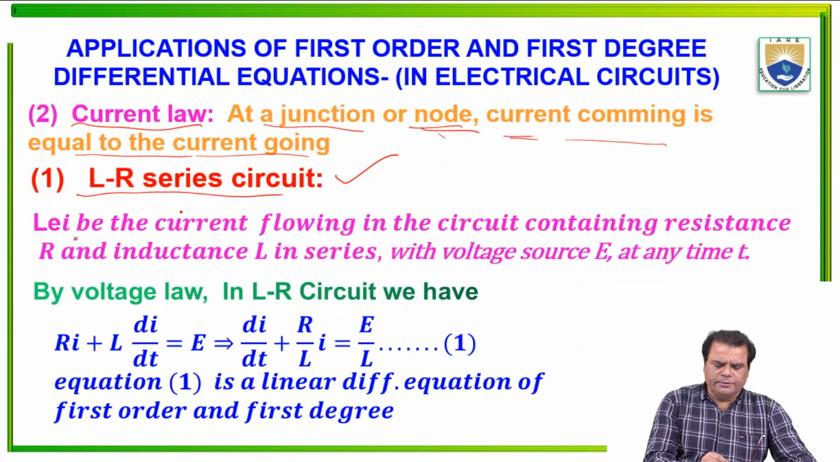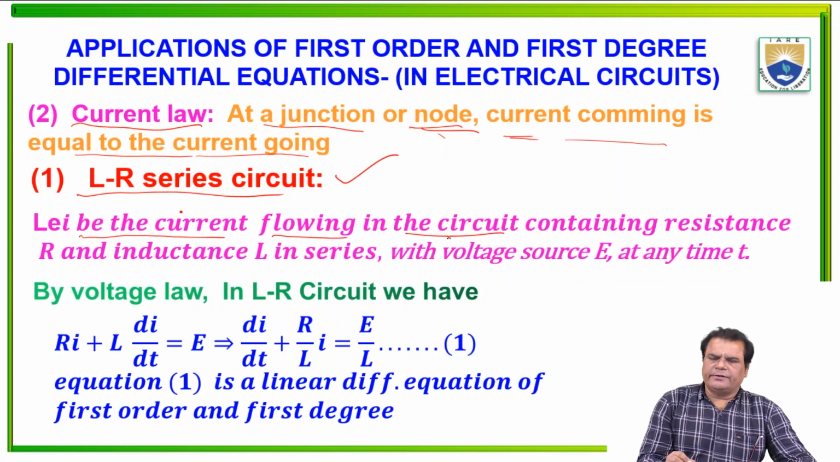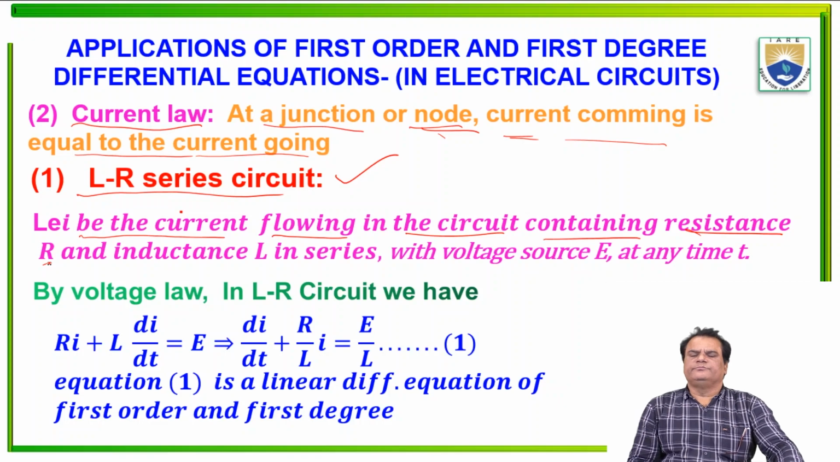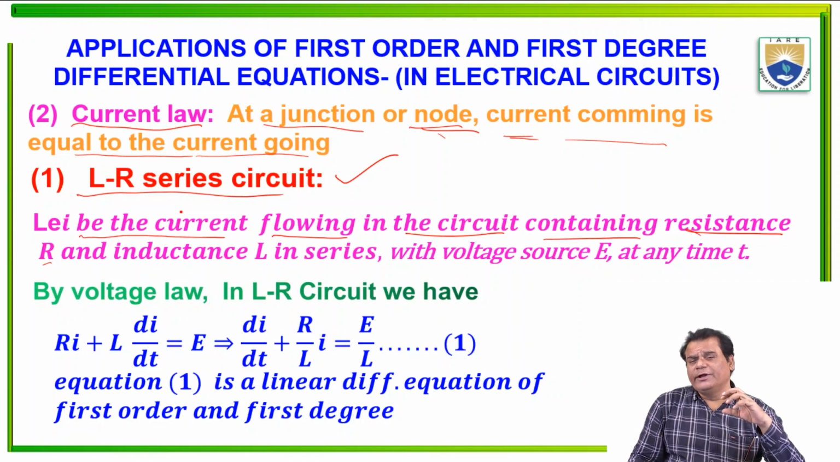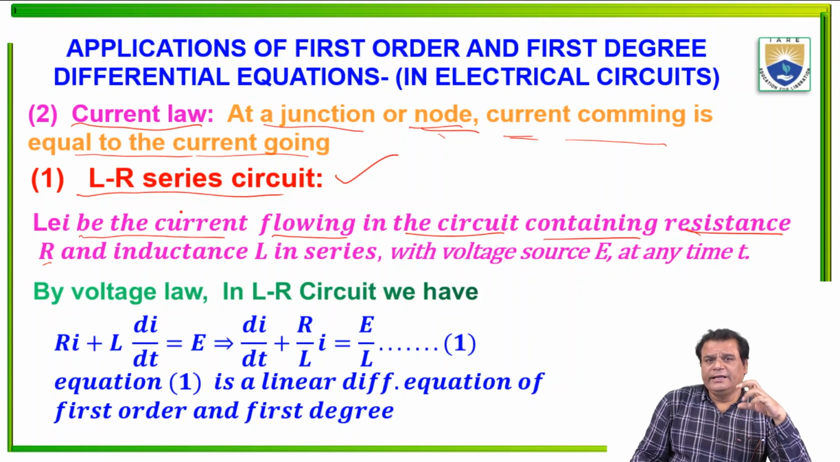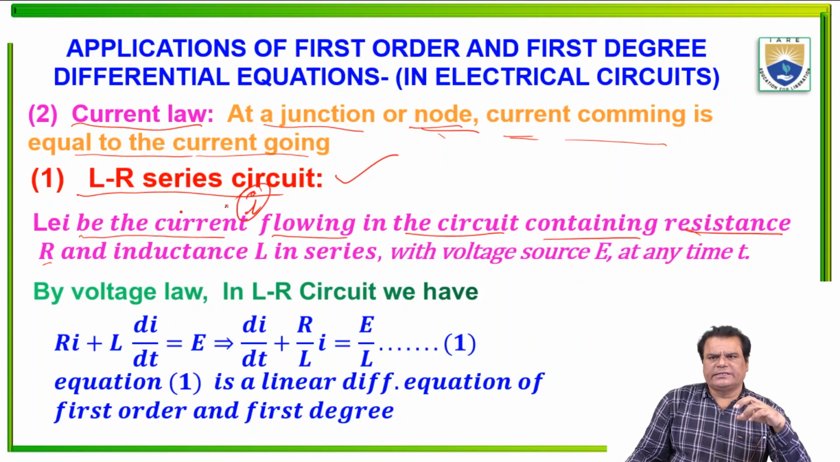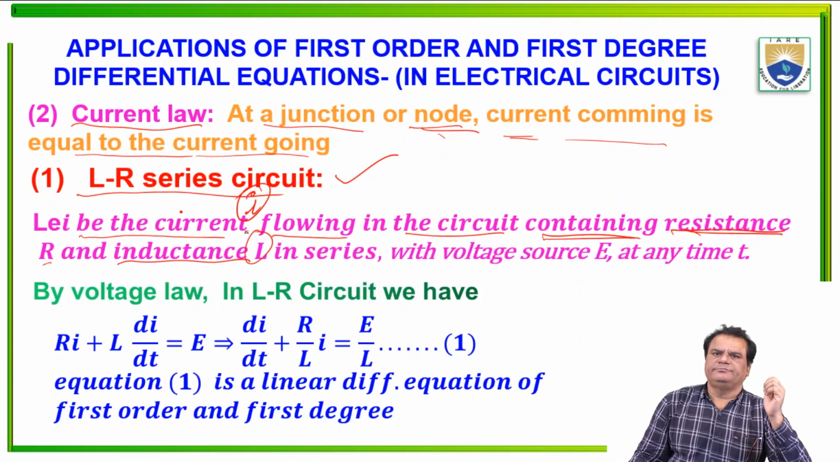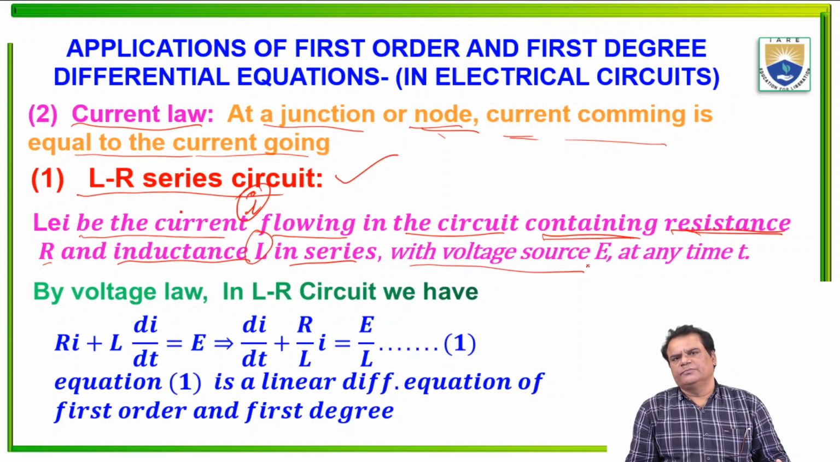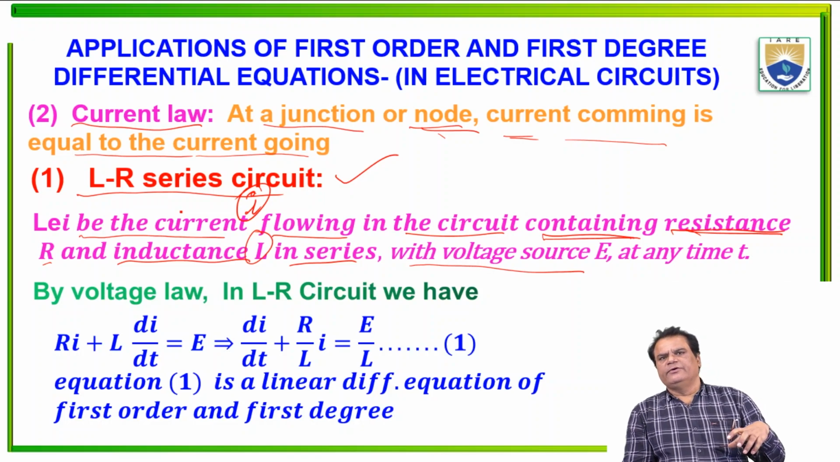So let I be the current flowing in the circuit containing resistance R. Any current I flows in a circuit containing the elements resistance R and inductance L in series with voltage source E at any time t. So this is known as the first Kirchhoff's law.